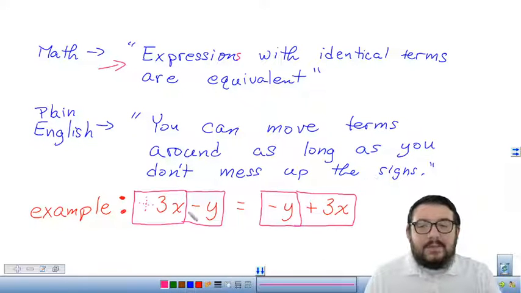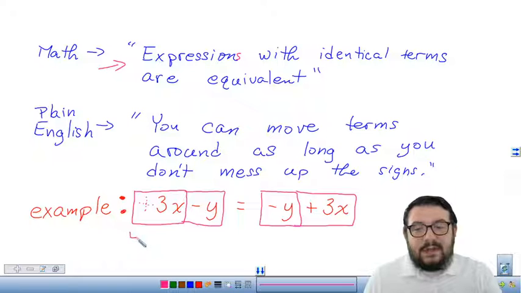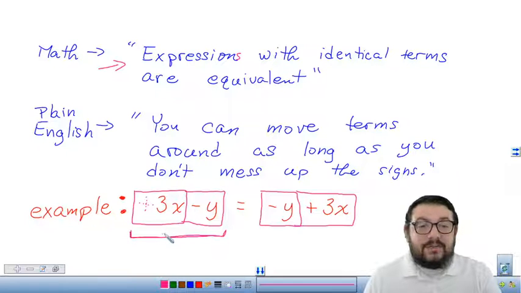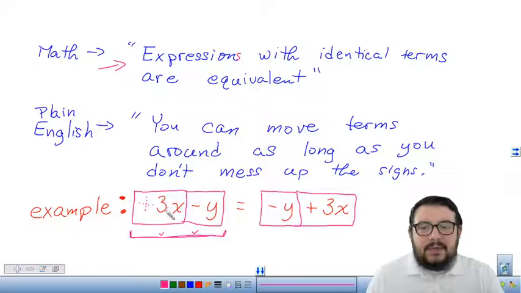Look at this example, this particular expression that I'm showing right here. Remember, an expression is a group of terms, right? So there are two terms in this expression. There's a negative y term and there's a 3x term. But in our last video, we learned that this 3 is technically a positive 3. This is the lead term, so therefore this plus sign is only implied.